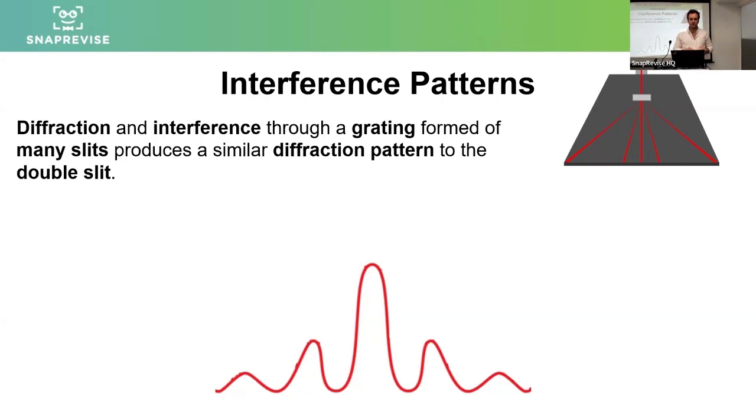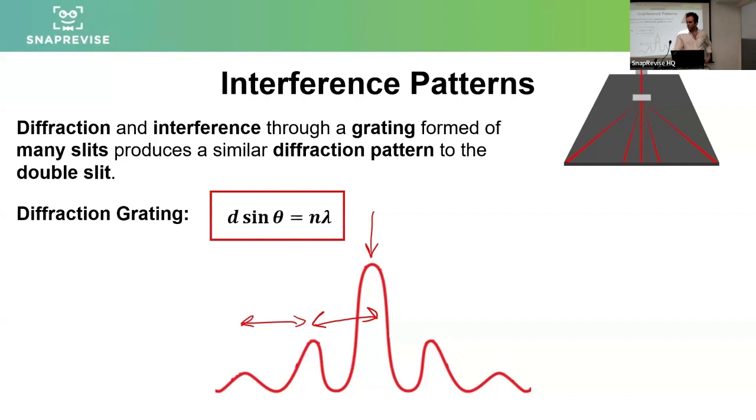Diffraction and interference through a grating formed of many slits. A diffraction grating produces a similar diffraction pattern to the double slits. You end up with this big bright central fringe, and then you've got standard spacing between them, but they die off exponentially. For a diffraction grating, we probably don't have time to go through the diagram in detail here. The equation's a little bit simpler.